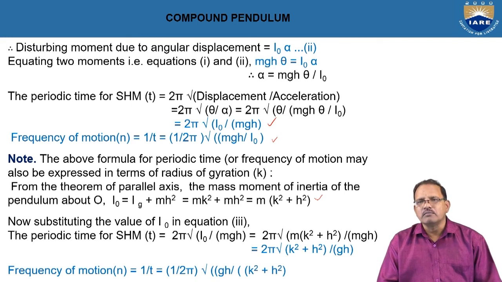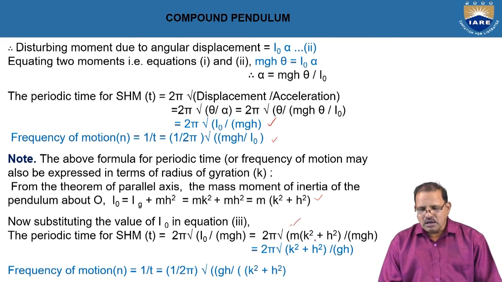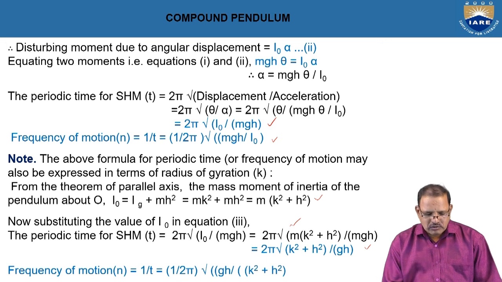The time period for simple harmonic motion is given by 2 pi into under root of I naught divided by mgh, which is equal to 2 pi into under root of m into k square plus h square divided by mgh. On simplification, we got 2 pi into under root of k square plus h square divided by gh. The frequency of pendulum is given by 1 by T, that is the reciprocal of time period, which is equal to 1 by 2 pi under root of gh divided by k square plus h square.